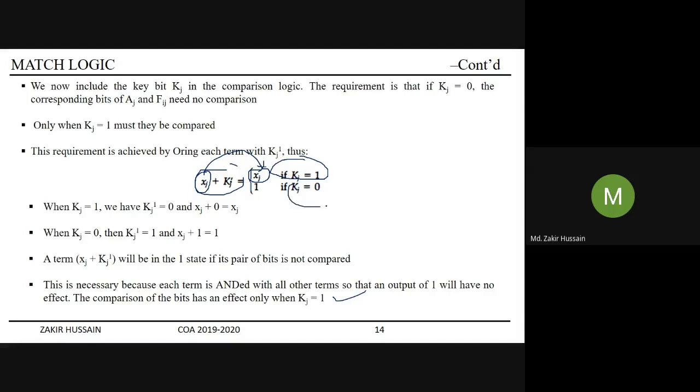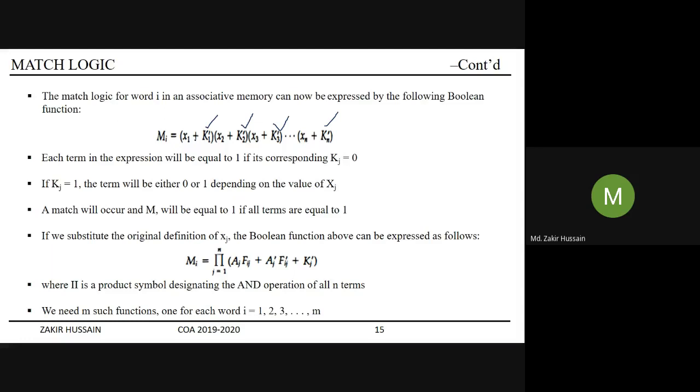When K is zero, there is no match here, because irrespective of your XI, the output is one all the time. There is no match at all, input and output not matching, when KJ is zero. For that reason, in order for the match to happen, we are writing this Boolean expression. If this Boolean expression is written, when K is 1, then only the match is happening. That's what we are putting here. This is for the first word.